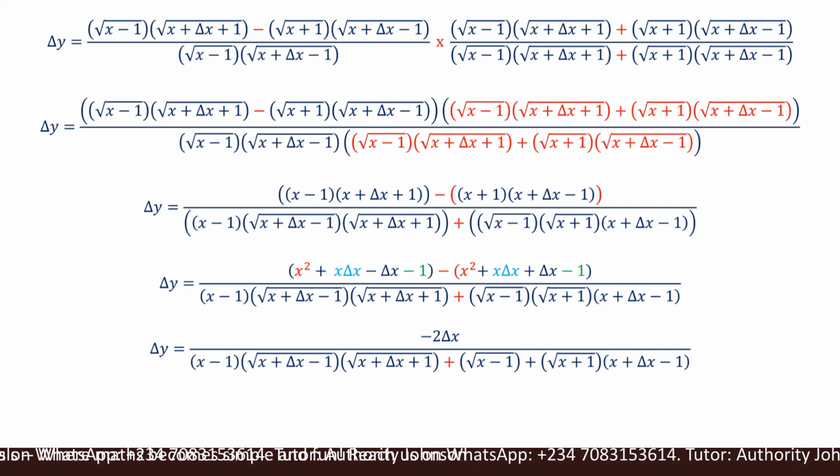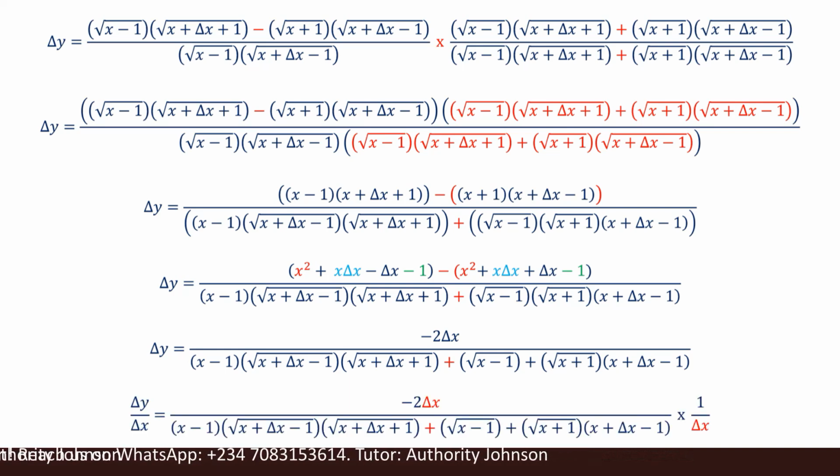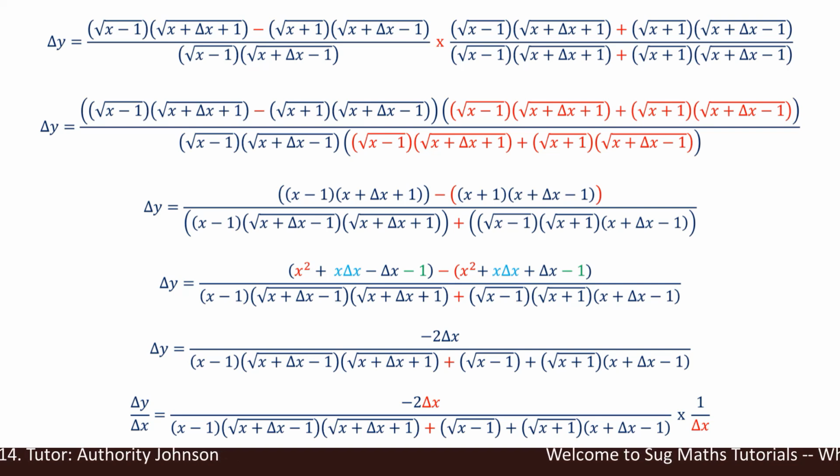Yes, now look at this. The next thing we are going to do, we are going to multiply both sides by 1 all over change in x. So when we do so, we're going to have change in y all over change in x is equal to minus 2 change in x all over x minus 1 in bracket, square root of x plus change in x minus 1 in bracket, square root of x plus change in x plus 1 in bracket, plus square root of x plus 1 in bracket, square root of x minus 1 in bracket, x plus change in x minus 1, times 1 all over change in x.